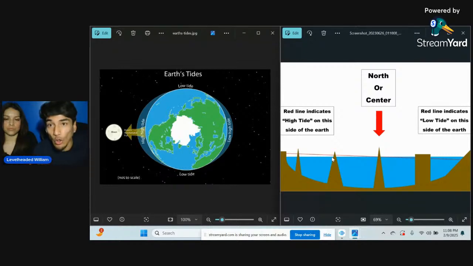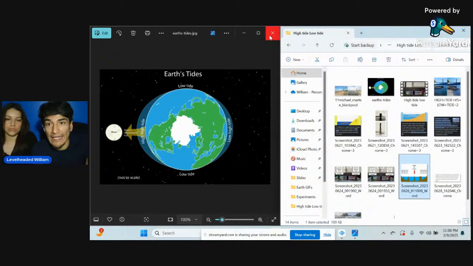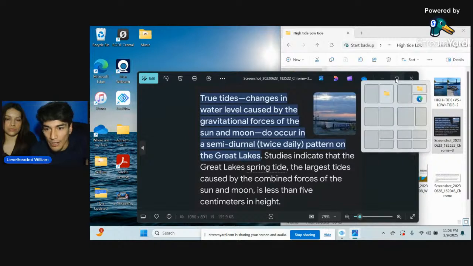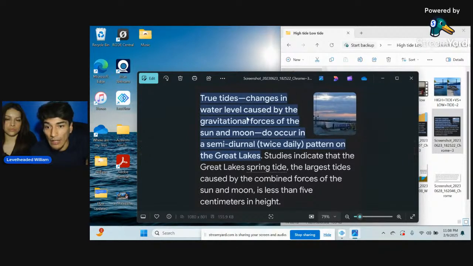Not only that, the Great Lakes here on Earth do show that they are affected by the high tide and low tide. Here I have true tides, changes in the water level caused by the gravitational forces of the sun and moon. Again, we understand the Earth is not a globe, and gravity, the force of gravity from the moon affecting the tides is completely preposterous and ridiculous. Again, diurnal, twice daily patterns do occur on the Great Lakes. So the Great Lakes on Earth are affected by the change in the vector of the Earth.